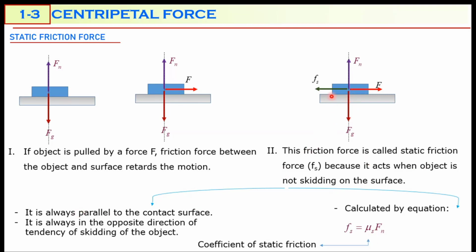And this static friction force is always parallel to the contact surface. The contact surface here is horizontal, so the static friction force will also be horizontal. It is always in the opposite direction of the tendency of the skidding of the object. Normally, when you apply this force, in which direction do you expect the object to move? To the right. That's why the static friction force must be to the left. So it is always in the opposite direction of the tendency of the skidding of the object.